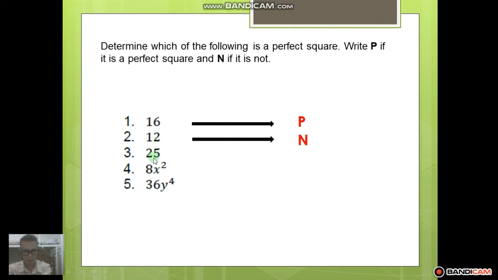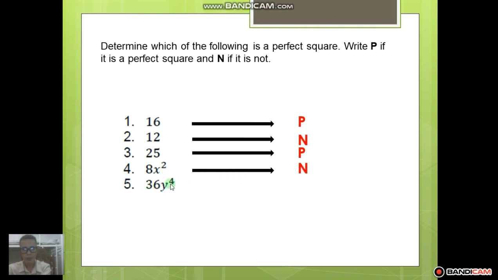Then 25. What is that number multiplied by itself? The result is 25. Yes, it's 5. So this is a perfect square. Then number 4, 8x squared. We have here the numerical coefficient, which is 8. Can you imagine a number multiplied by itself? The result is 8. There is none. But x squared here is a perfect square. We cannot consider this one as a perfect square term, because it should be both. So this is not a perfect square.